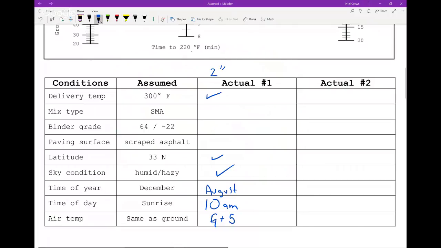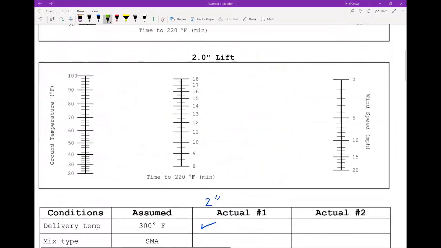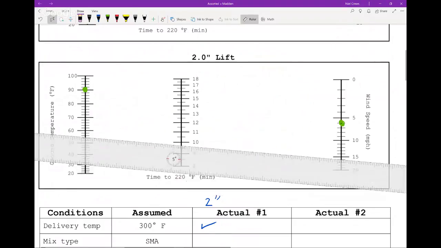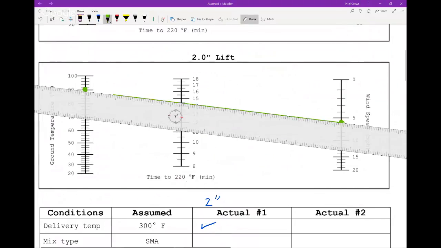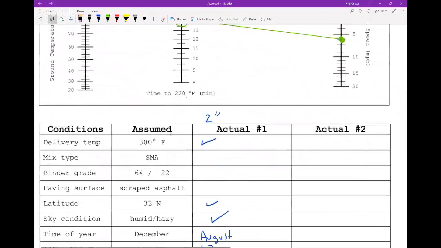So we'll start the prediction with the nomograph for the 2-inch lift. We find the ground temperature on the left, 90 degrees, and the wind speed on the right. Drawing a line straight between them gives an estimate for the cooling time of about 14.5 minutes.